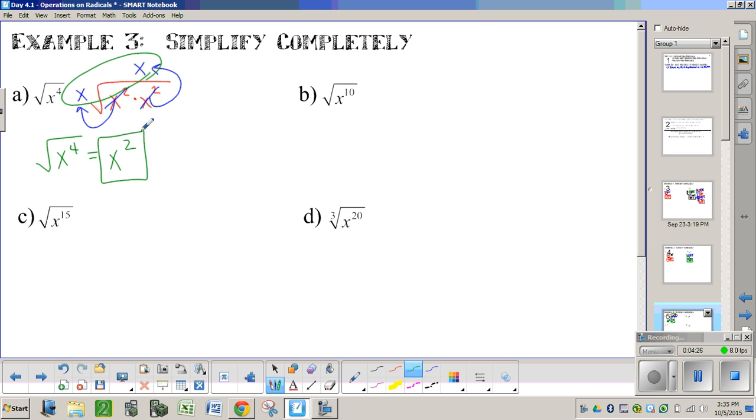How about x to the 10th? Well, remember, when you multiply like bases, you add your exponents. So x to the 10th happens to be also a perfect square variable. The answer to that is just going to be x to the 5th.